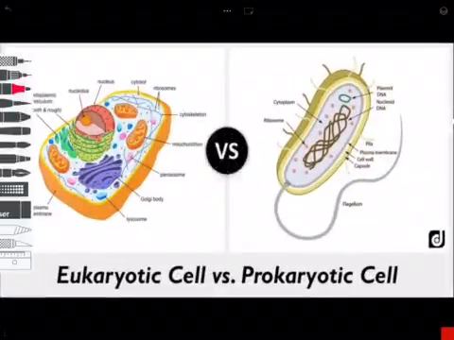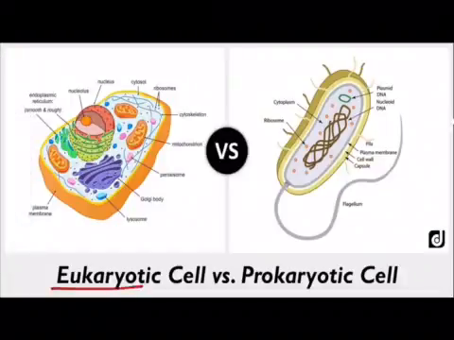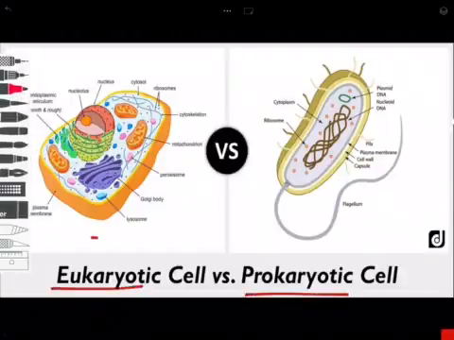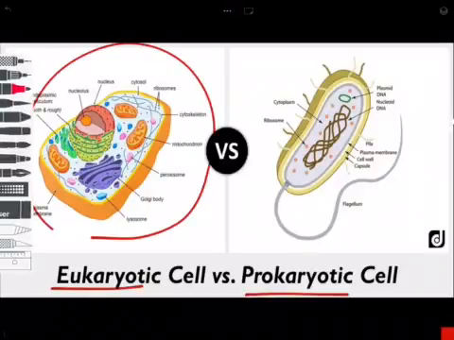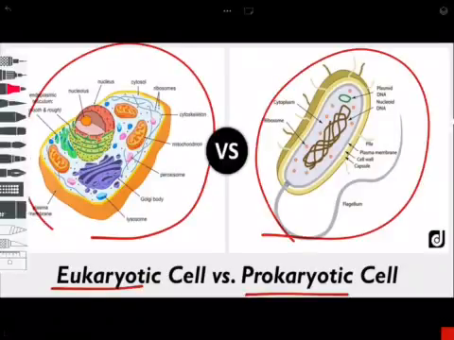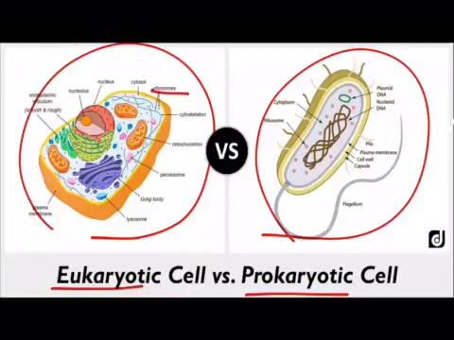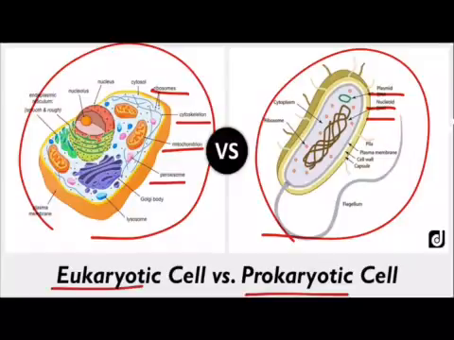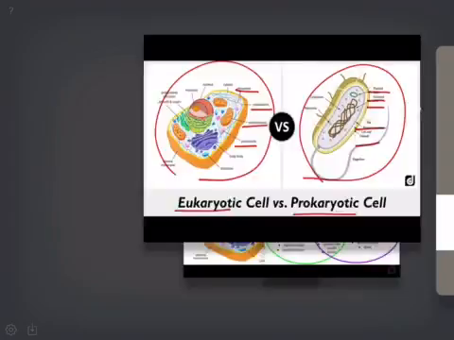Hi guys, today we will be talking about eukaryote cells and prokaryote cells. As you can see, on your left there is a eukaryote cell and on your right there is a prokaryote cell. There are many more organelles in the eukaryote cell, so it is considered to be more complex than the prokaryote.